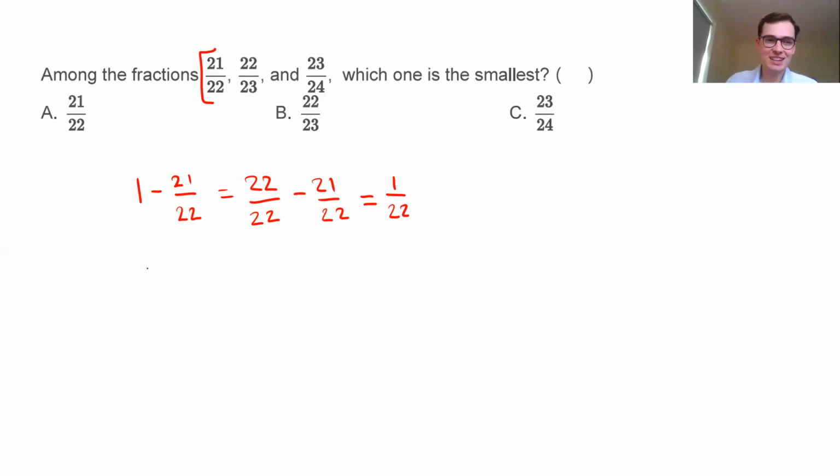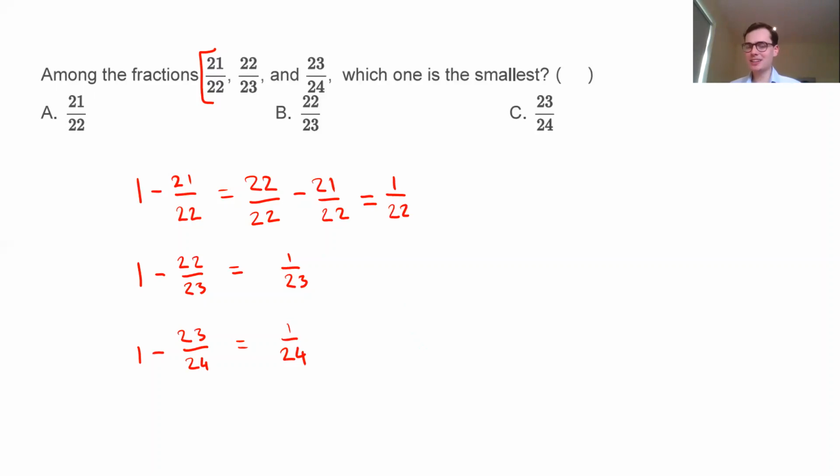Then if I do exactly the same thing for my other two fractions, 1 minus 22 23rds will end up just being 1/23rd. And finally, 1 minus 23 24ths will just equal 1/24. Now these fractions I've ended up with are a little bit easier to compare. I know that 1 over 22 is going to be bigger than 1 over 23, which in turn is going to be bigger than 1 over 24.